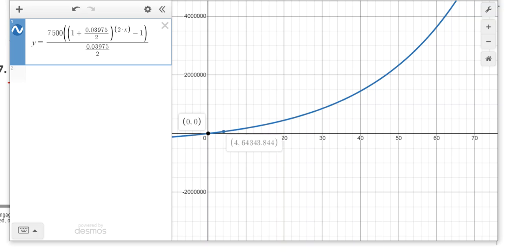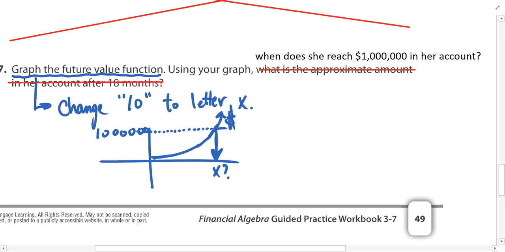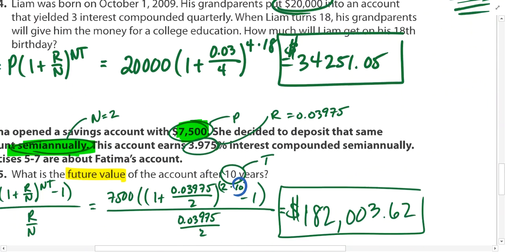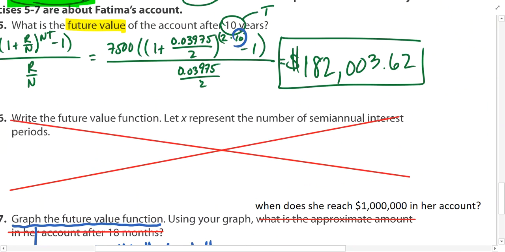And as we drag our cursor along the way here, we can see how much her account is worth after a certain amount of time. So if I drag out to about 10 years, I'll see if I can get my cursor to stop there. There's our 10-year investment mark. And can you see the y value? $182,003.63. So that matches with what we had just a second ago. If I can get my screen to respond here. There we go, $182,003.62.